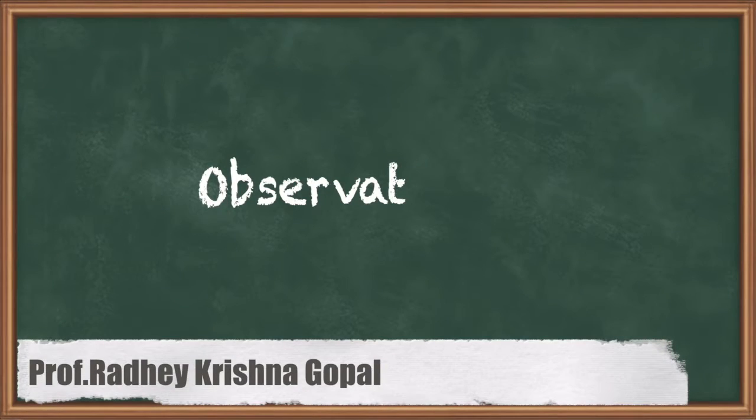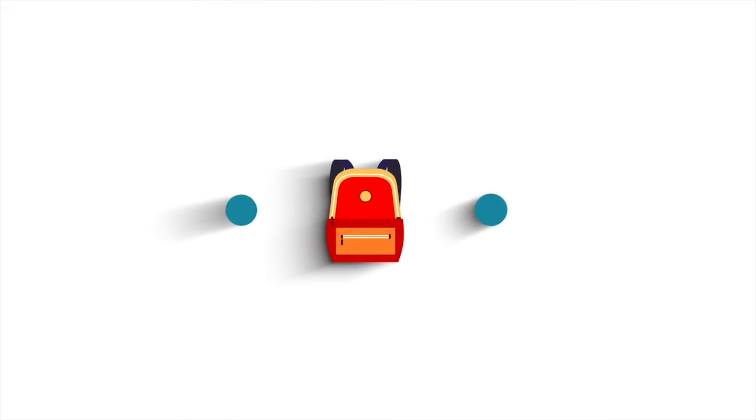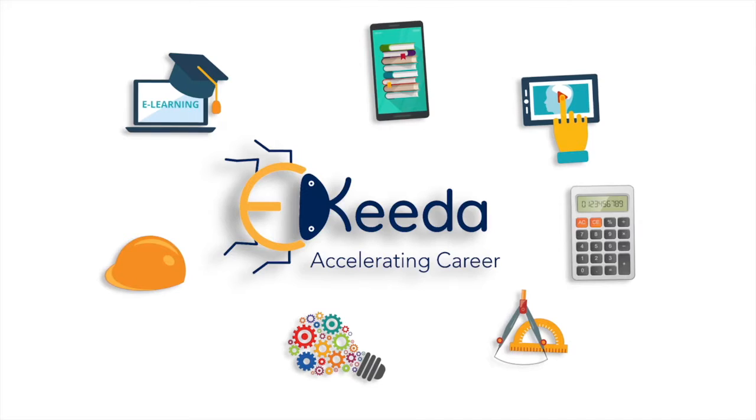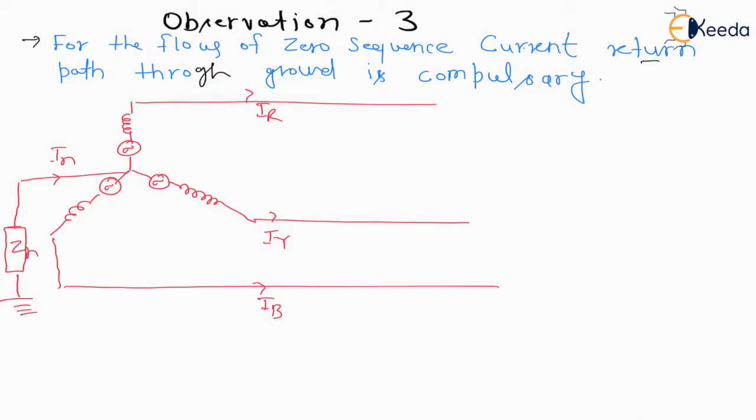Hello friends, now we are going to see observation number 3. For the flow of zero sequence current, return path through ground is compulsory. We are going to see this sentence in detail.